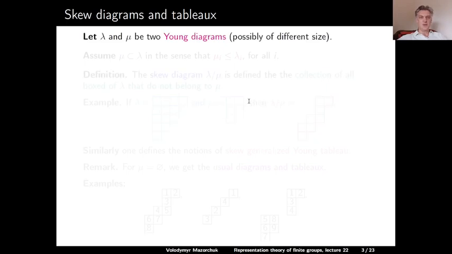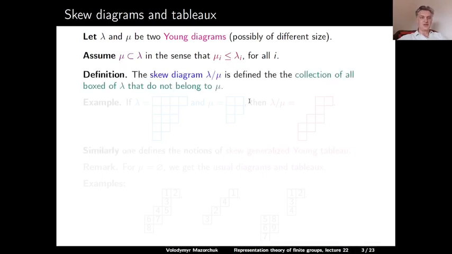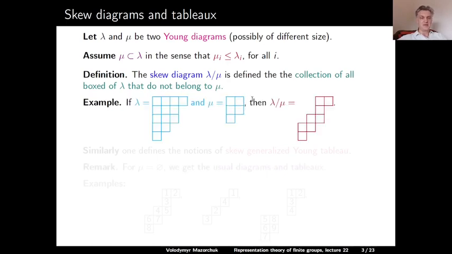Let lambda and mu be two Young diagrams of possibly different size. Assume that mu is contained in lambda in the sense that each mu i is less than or equal to lambda i. Definition: the skew diagram lambda modulo mu is defined as a collection of all boxes of lambda that do not belong to mu. Here is an example.